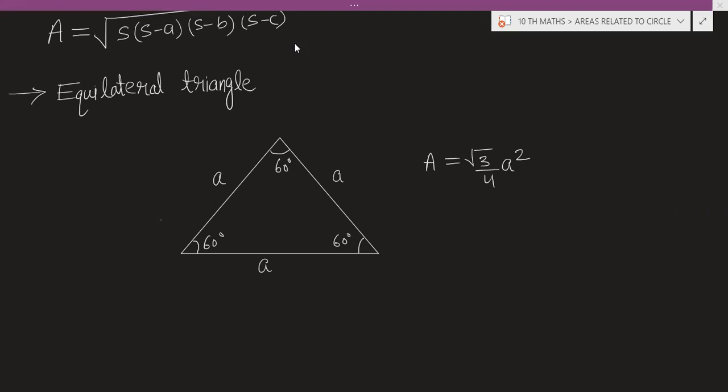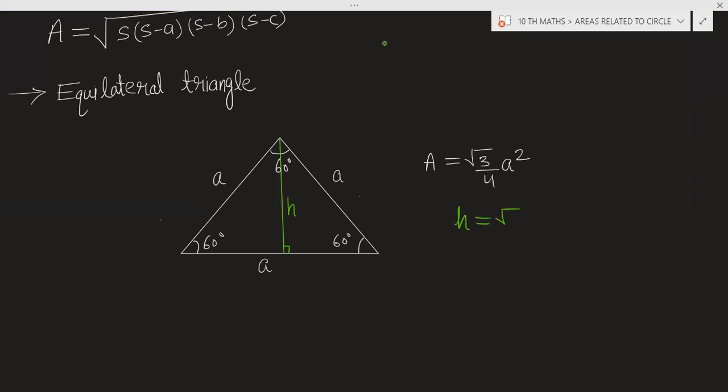And if you want to find this height, you will get root 3a divided by 2.